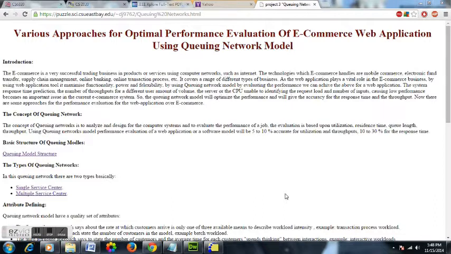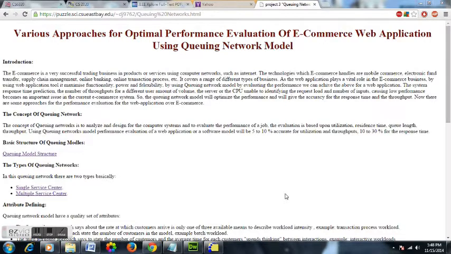So now I'm going to tell you the concept of queuing network. So what is queuing network? The base concept of queuing network is to analyze and design and to evaluate the performance of a job. A job can be anything. It can be a software model, it can be a web application, it can be any model object, and the evaluation will be based upon the utilization, the resident time, the queue length, and the throughput.